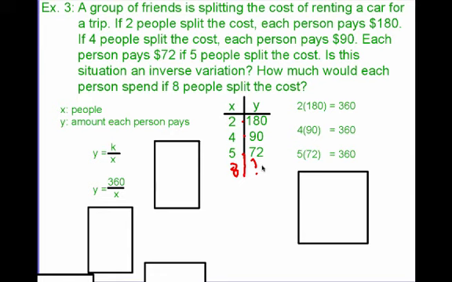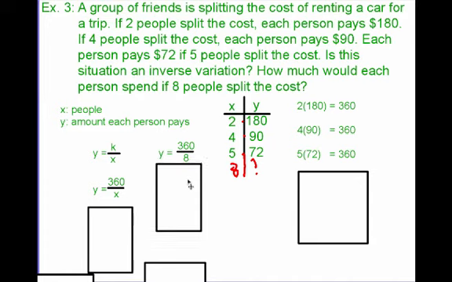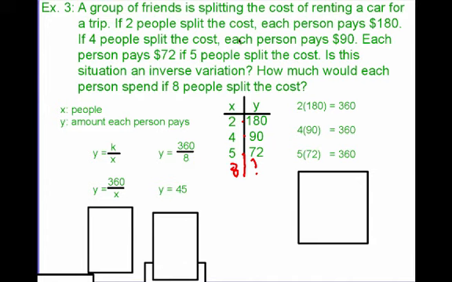Now I'm trying to figure out what y is when x is 8. So I'm going to plug 8 into my equation. y equals 360 divided by 8. I work that out, I get 45. So my answer is $45. So all we had to do was put this word problem into a table, and then work it out.